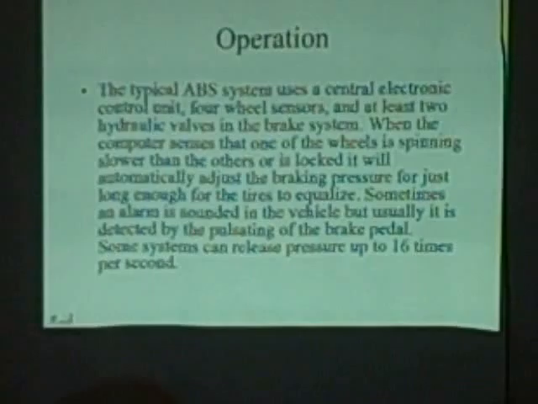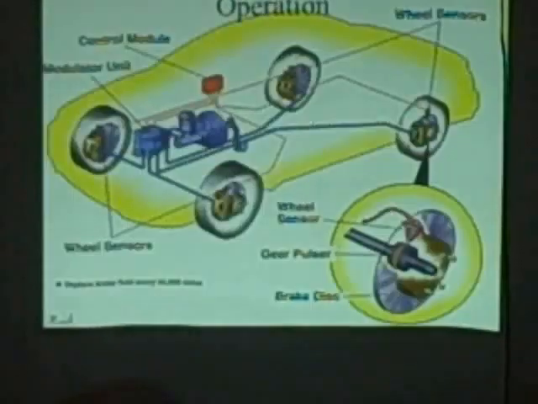The typical ABS system uses a central electronic control unit, 4 wheel sensors, and at least 2 hydraulic valves in the brake system. When the computer senses that one of the wheels is spinning slower than the others, or is locked, it will automatically adjust the braking pressure for just long enough for the tires to equalize. Sometimes an alarm is sounded inside the vehicle, but usually it is only detected by the pulsating in the brake pedal. Some systems can release pressure up to 16 times per second. This is a picture of the ABS system, the unit itself, the control module, and all 4 wheel sensors.